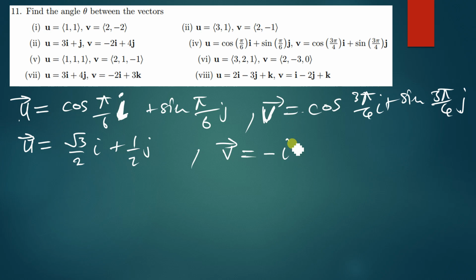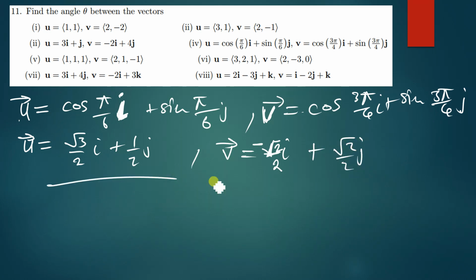So cos 45 is the root of 2 over 2. So we have negative root 2 over 2, and of course it's going to be negative because it's in the second quadrant. Then sine in the second quadrant is positive. So this is also root 2 over 2 j. Then these are the two vectors that you're going to dot, and you're going to find their magnitudes. Then you find the angle at the end. Yeah, so this is a very simple question as well.